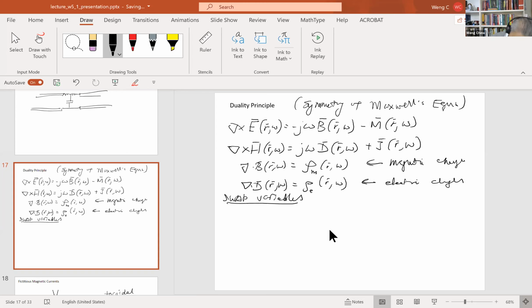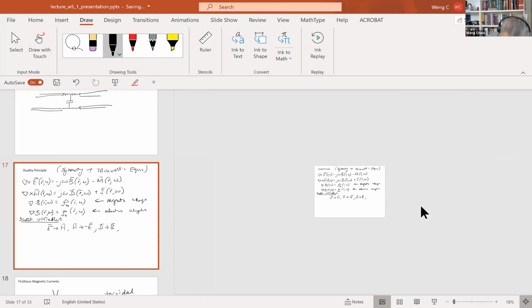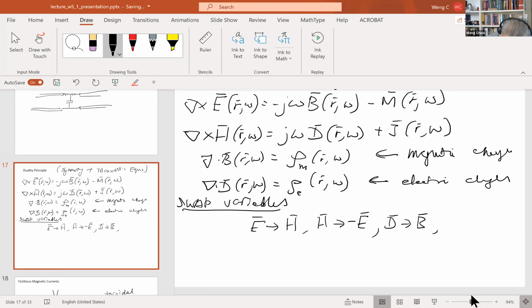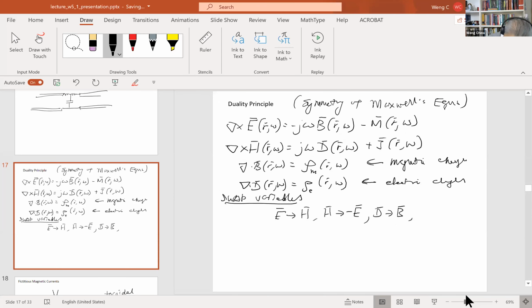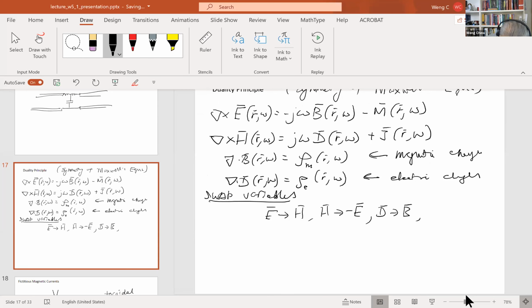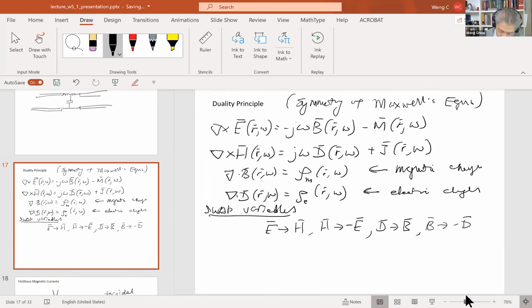And we find that when we swap variables in Maxwell's equations, if we let E be H, and if we let H become minus E, and then if you let D be swapped with B, and B be swapped with minus D. If you go through this swapping, if you go back to Maxwell's equations, replace E with H, and H with minus E, and then replace D with B and B with minus D, you find that Maxwell's equations are not changed.